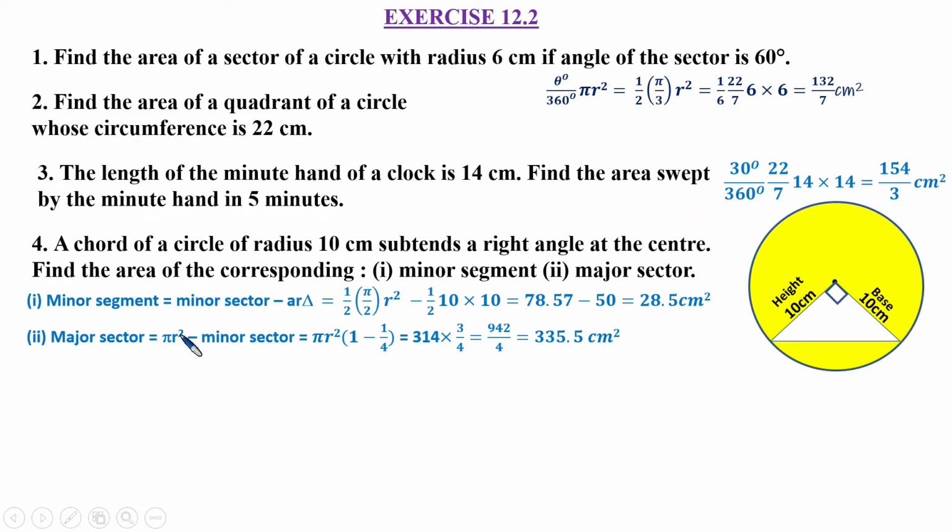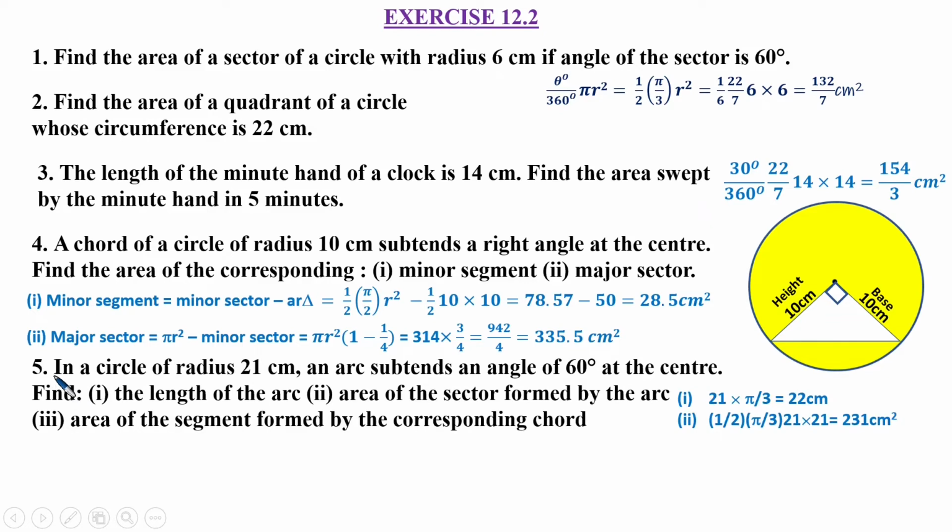So area of major segment is pi r square, the area of the circle, minus the minor sector. This triangle plus this yellow region is the minor sector. And we have shown that minor sector area is 1 by 4 times pi r square. Here I have written it. And now pi into r square, this is 10 into 10, 100. So 3.14 into 100 is 314, into 3 by 4 is this. So this is the area of the major segment.